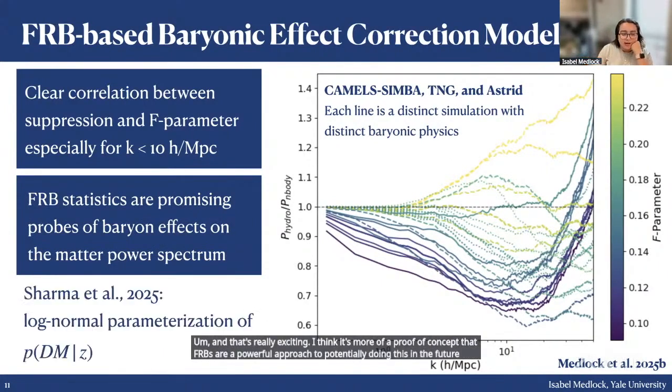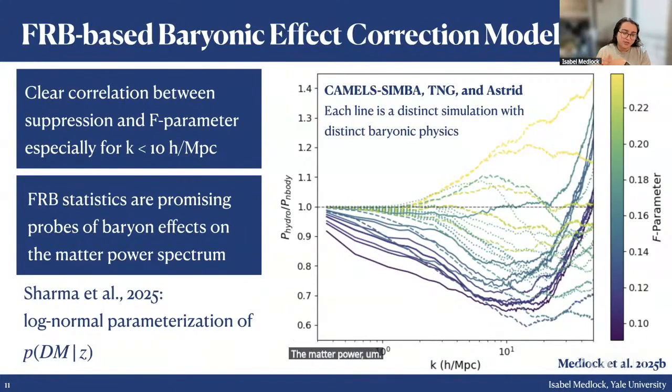And recently, Kriti Sharma put out a paper with the new proposal for the log normal parameterization and a more in-depth look at the matter power spectrum suppression, which is really nice. So I think this is a really promising forward approach.